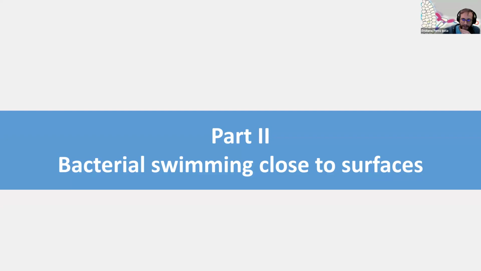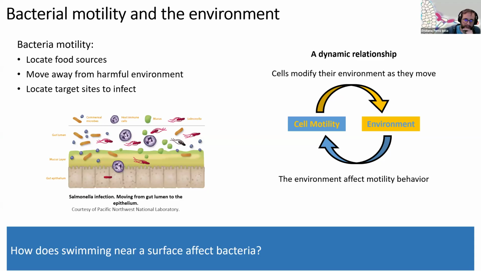And what we want to understand here is bacterial swimming close to surfaces. The reason that we want to understand bacteria swimming close to the surface is because this is very relevant in the infection process. So as I mentioned before, Salmonella, for example, has to travel from the gut lumen to the epithelial wall. And once it arrives at these walls, it has to explore the wall surface to try to locate a site to anchor and start infection. So we wonder how swimming near a closed surface affects the way that bacteria swim.